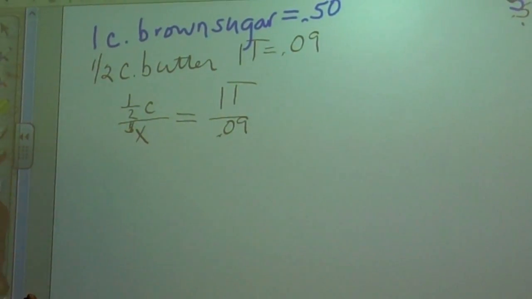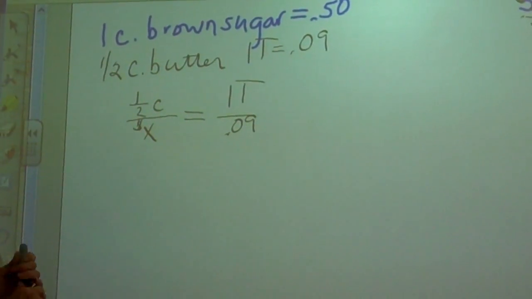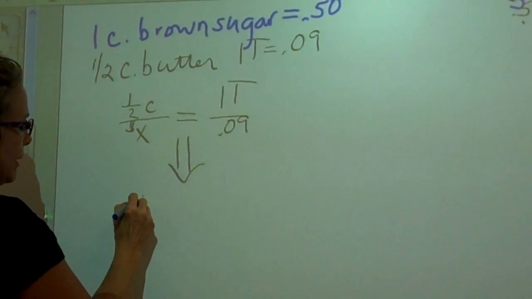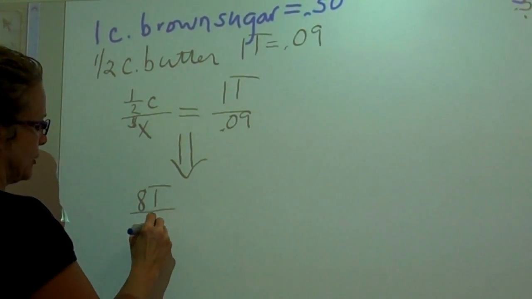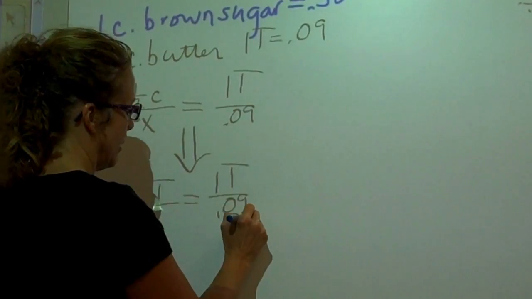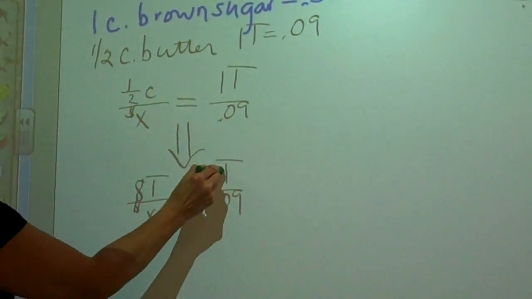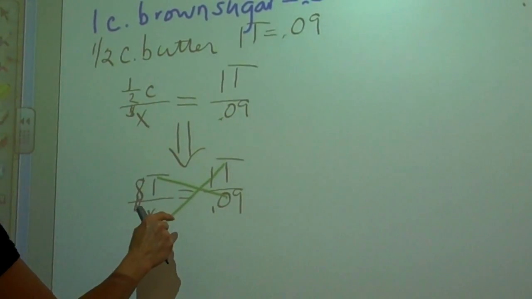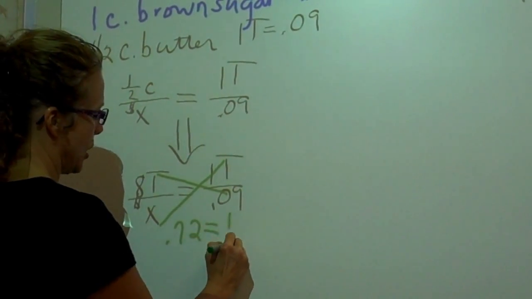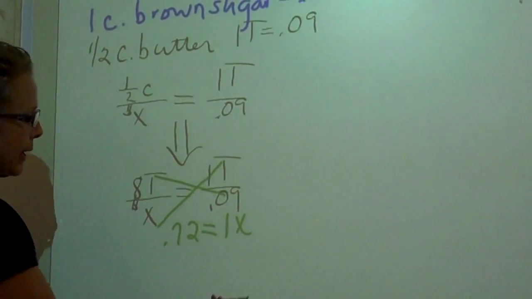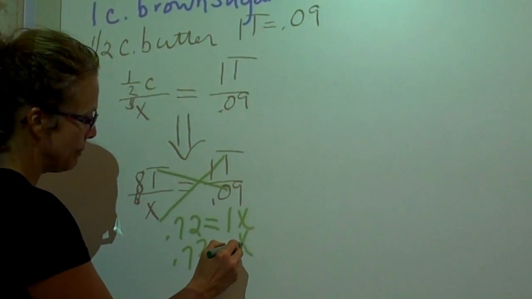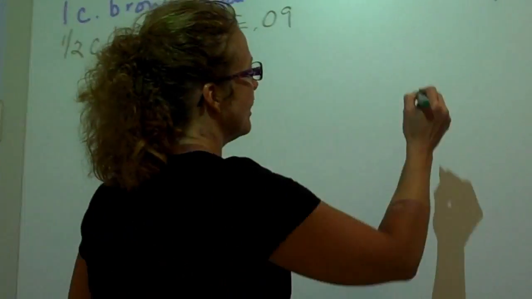Well, if you remember, there are 16 tablespoons in a cup, which means a 1/2 cup is 8 tablespoons. So we're going to adjust that and put 8 tablespoons, and we need to know how much that costs, equals 1 tablespoon over 0.09. We're going to cross multiply, and you get 8 times 9 cents, which is 72 cents, equals 1x. So divide both sides by 1, and you get the same thing. 72 cents equals x. So the price of our butter is 72 cents.